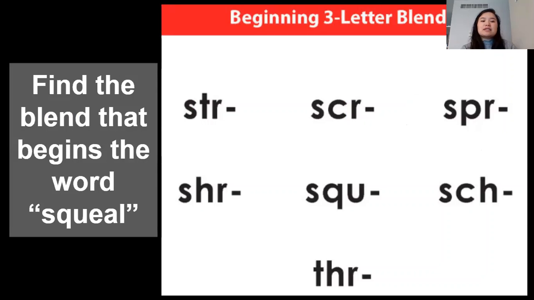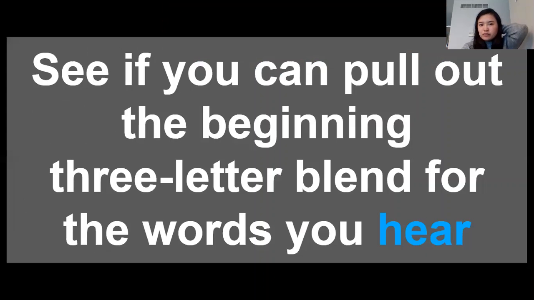Find the blend that begins the word squeal. Yep, S-Q-U. Now find the blend that begins the word through. Correct, T-H-R. See now if you can pull out the beginning three-letter blend for the words you hear me say. Shrimp. Good, that would be the beginning three-letter blend of S-H-R. Now how about this one? Scream. Good, that's the beginning of S-C-R. And through, T-H-R.